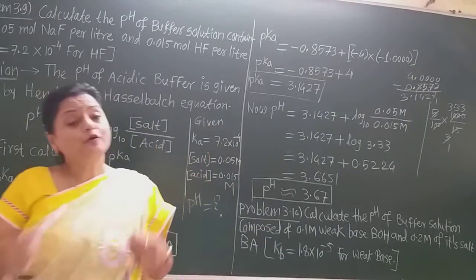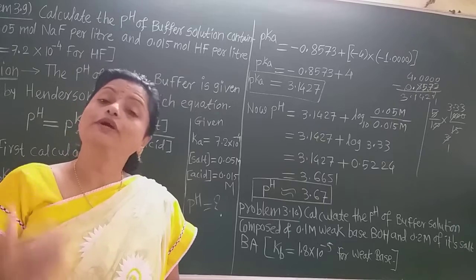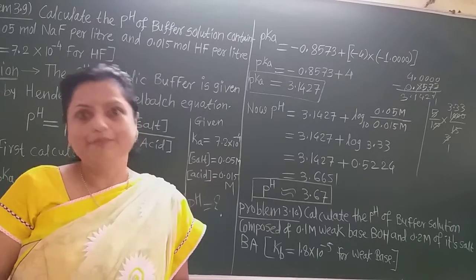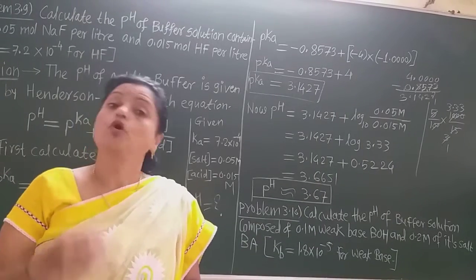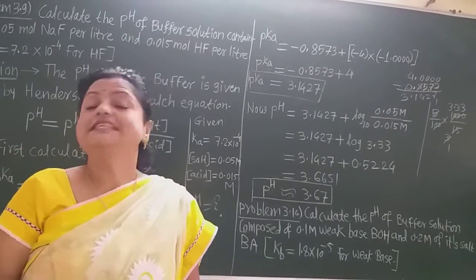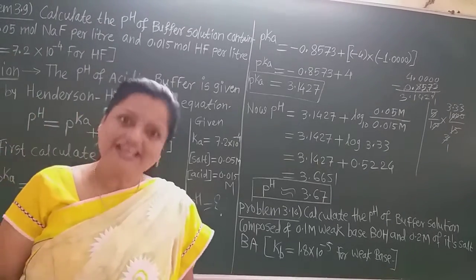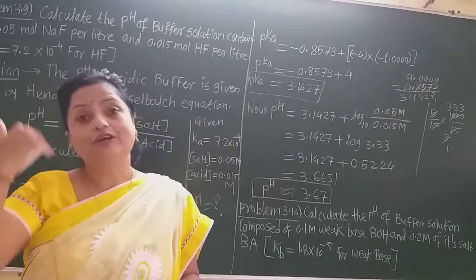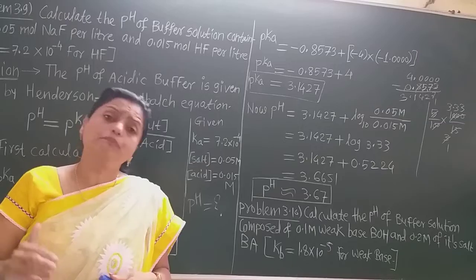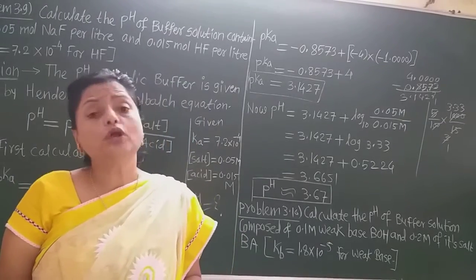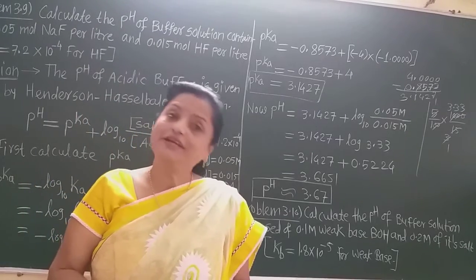Now from this, what do we have to calculate first? Here we have to calculate first the pOH value, because the Henderson-Hasselbalch equation for the basic buffer is given as pOH is equal to pKb plus log to the base 10 of concentration of salt divided by concentration of base. And if we obtain the value of pOH, then by using the formula pH plus pOH is equal to 14, we can calculate the pH value also.